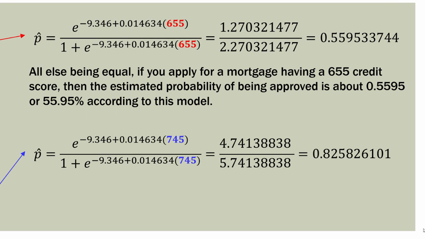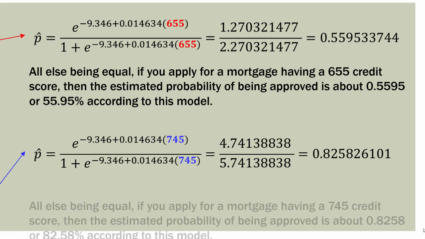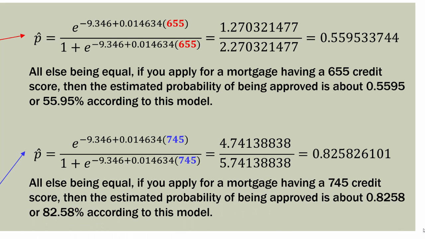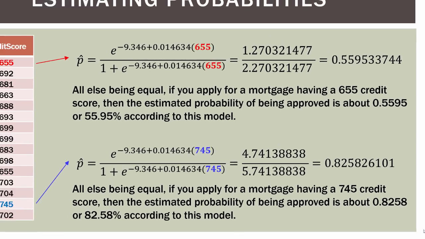Now what about a credit score of 745? We do the same process. We substitute 745 in for the variable x1, and we do that computation, and we end up with an estimated probability of 0.8258. So all else being equal, if you apply for a mortgage having a 745 credit score, then the estimated probability of being approved is about 0.8258 or about 82.58%. You can see that the difference between person A at the top with 655 and person B at the bottom with a score of 745 is quite substantial: 55.95% versus 82.58% in terms of the probability of being approved for the mortgage.